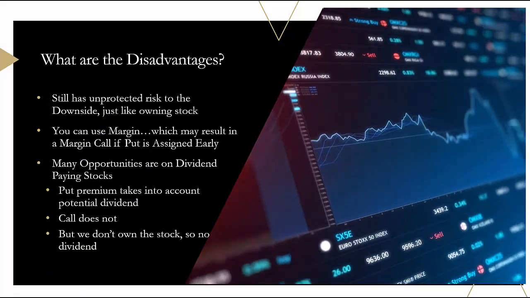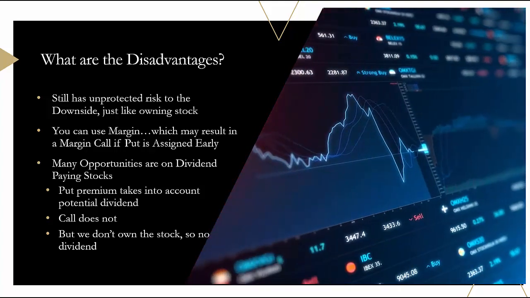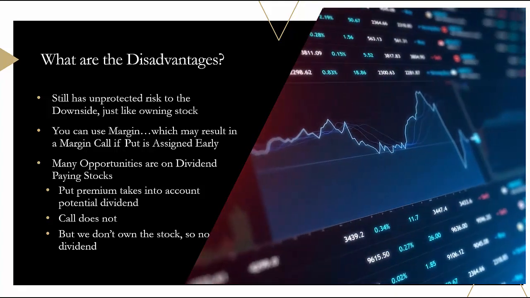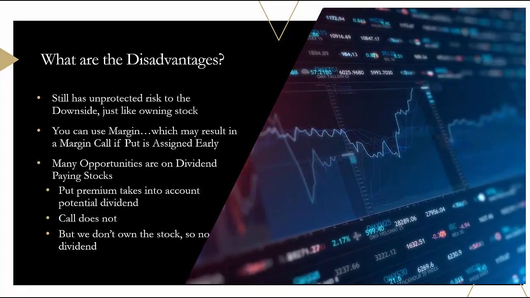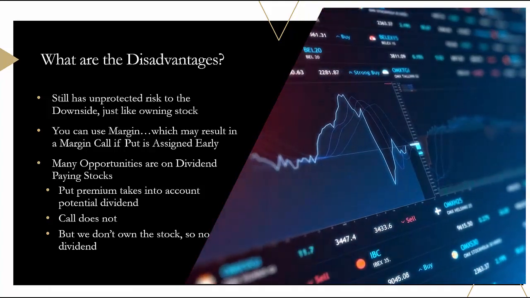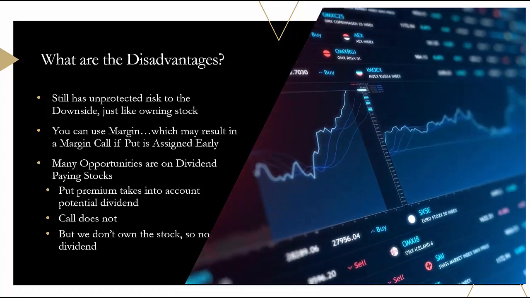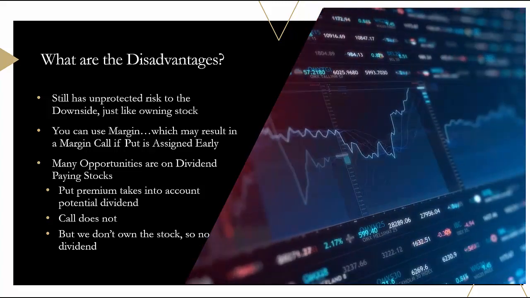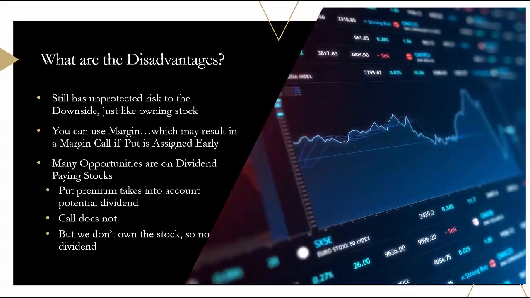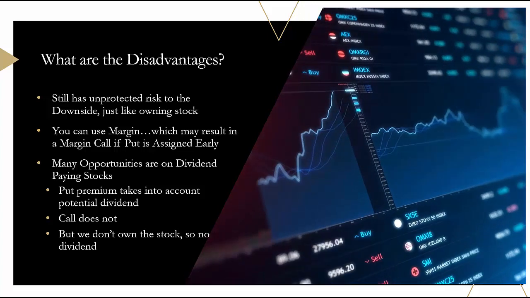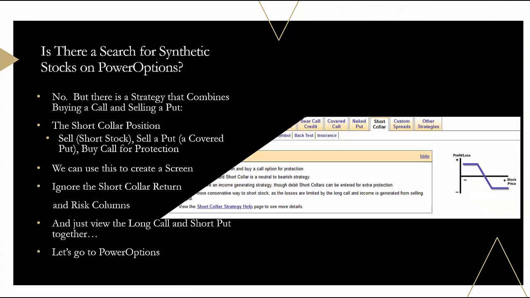What are our disadvantages? Well, it still has unprotected risk to the downside, just like buying shares of stock outright. You can use margin. Why is this a disadvantage? Because if the stock suddenly falls, it may result in a margin call if the put is assigned early. Many of the opportunities we see for this are on dividend-paying stock. The put premium takes into account the potential dividend paid over the expiration period. The call does not. But since we're doing a synthetic, we don't own the stock, so we don't get the dividend.